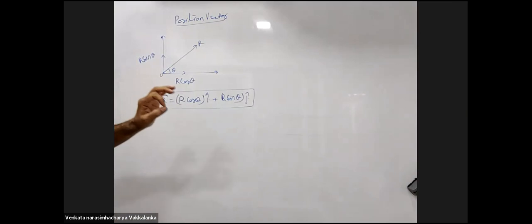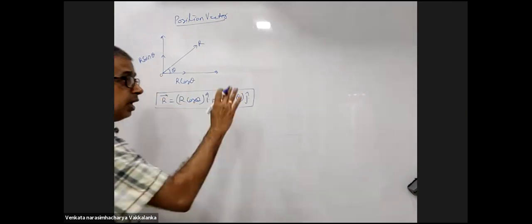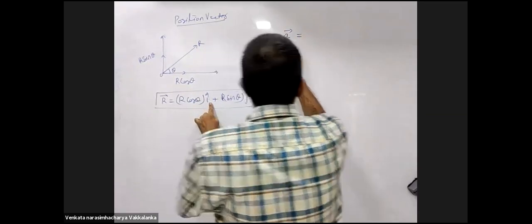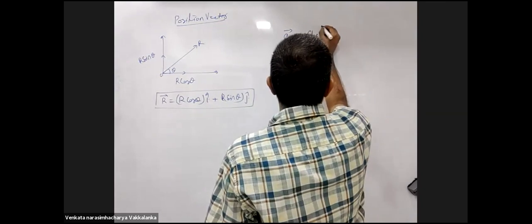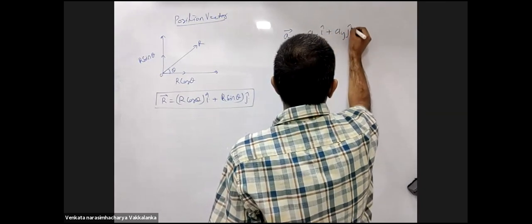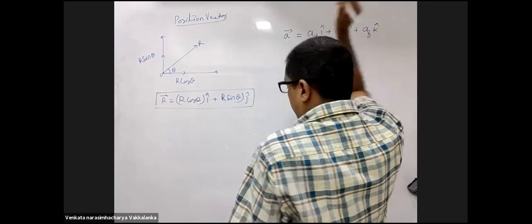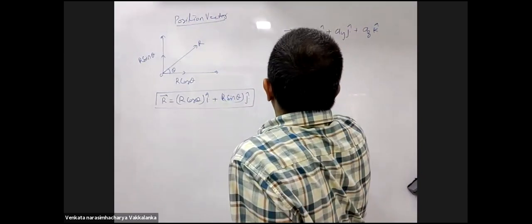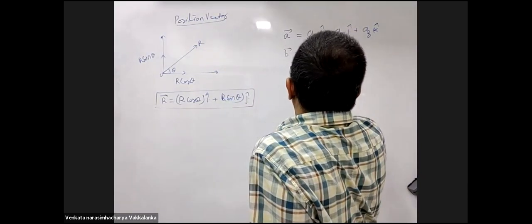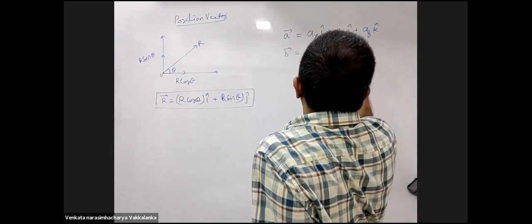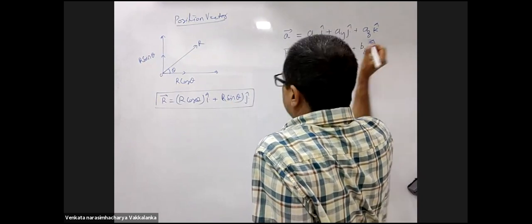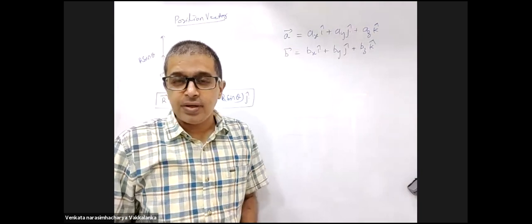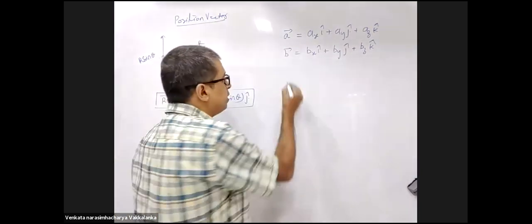So you are always taking the tail of the vector at the origin. Advantage of representing vectors this way. Suppose I have a vector a = ax i cap + ay j cap + az k cap, and vector b = bx i cap + by j cap + bz k cap. We have already seen how to draw such vectors, but now we will not go into the geometry of this.